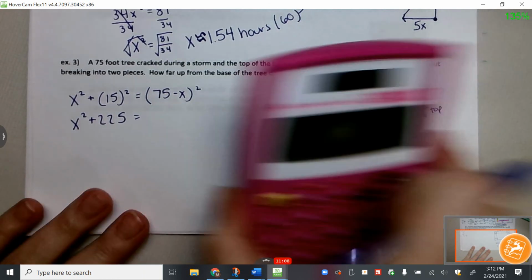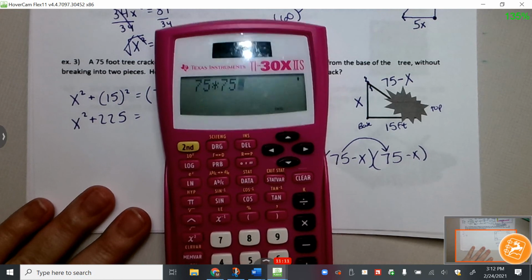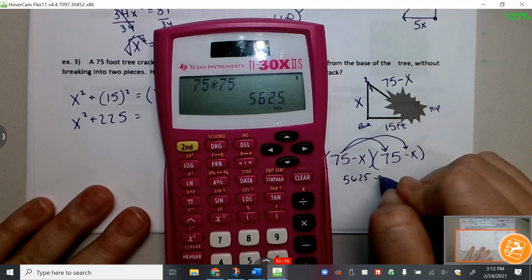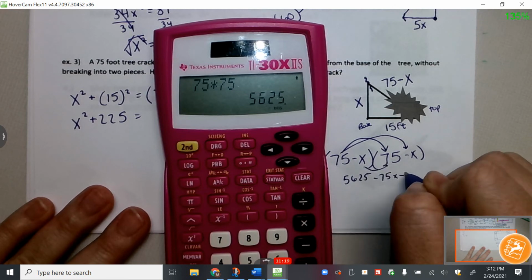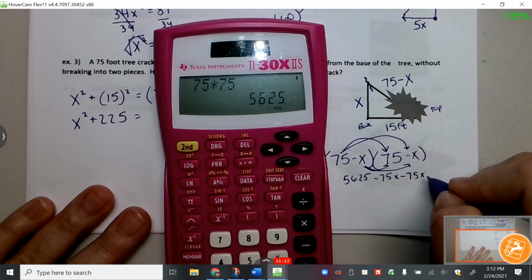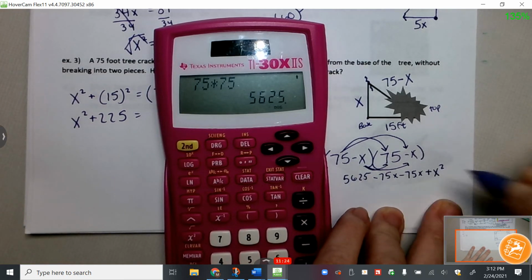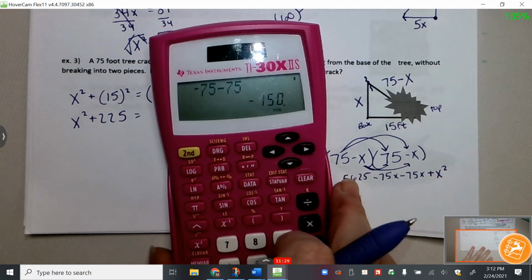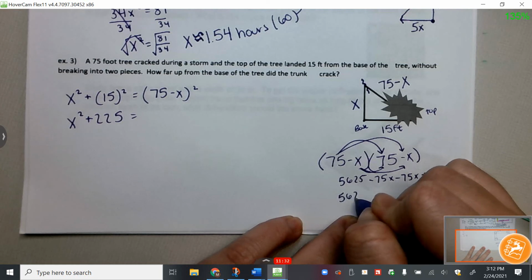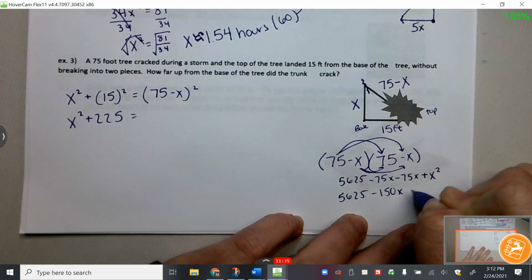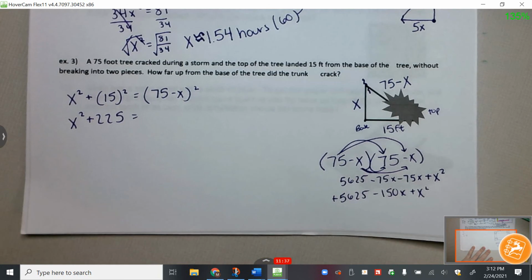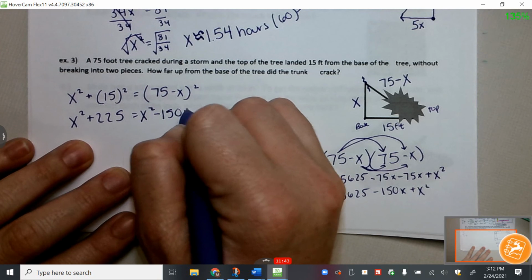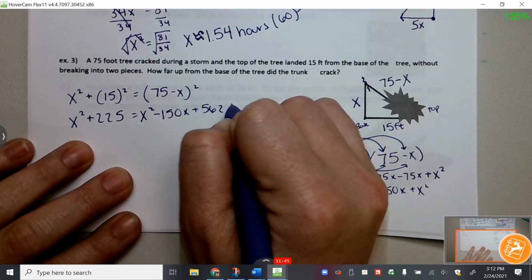75 times 75 is going to be a big old number. 5625 minus 75x minus 75x plus, because two negatives make a positive, x squared. So negative 75 minus 75 is negative 150. So I get 5625 minus 150x plus x squared. I want you to realize this is positive because I'm going to flip it to order. So x squared minus 150x plus 5625.